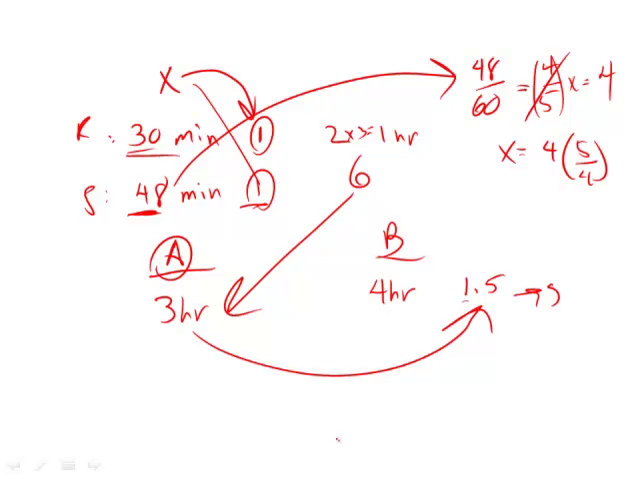It makes exactly 5 units in 4 hours, which of course again is less than column A, and there's our answer.